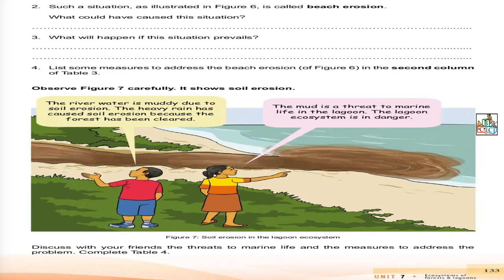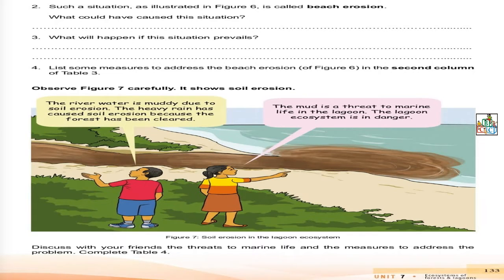The second one: the mud is a threat to marine life in the lagoon. The lagoon ecosystem is in danger. Yes, it's so true. The lagoon ecosystem, meaning the aquatic plants and animals, are in danger. They will be poisoned. They will be harmed, they will not be able to grow, and they will die.